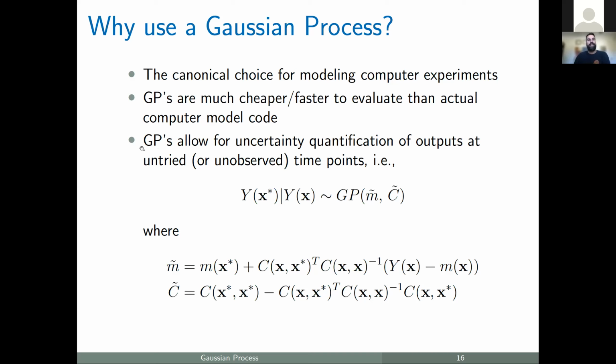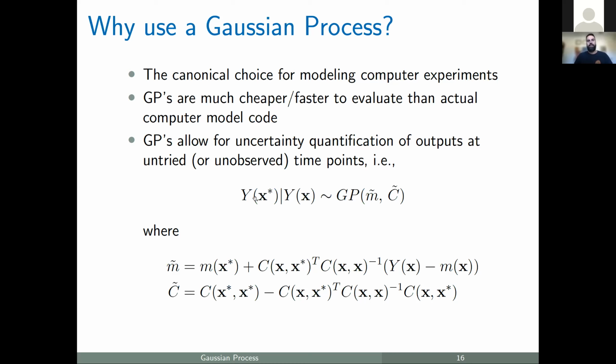Probably the nicest property, in my opinion, is that they allow for uncertainty quantification at inputs that you haven't tried yet. You have a series of inputs that you put into your computer model and you get outputs, so the inputs and outputs are your data. You only have data where you've tried inputs, and the Gaussian process allows for prediction at the places that you haven't tried yet.